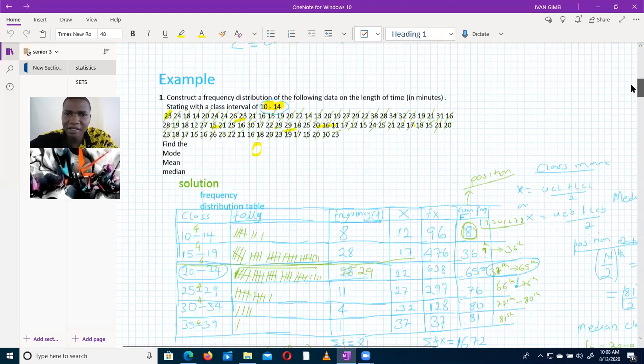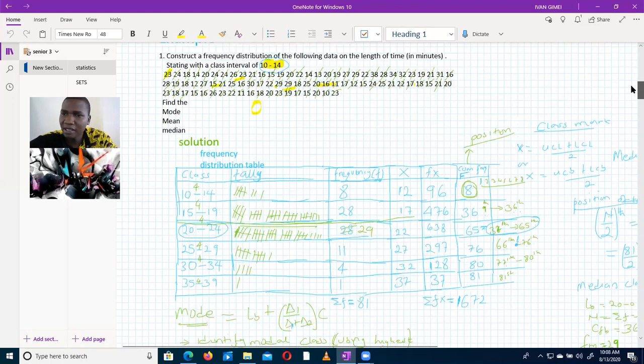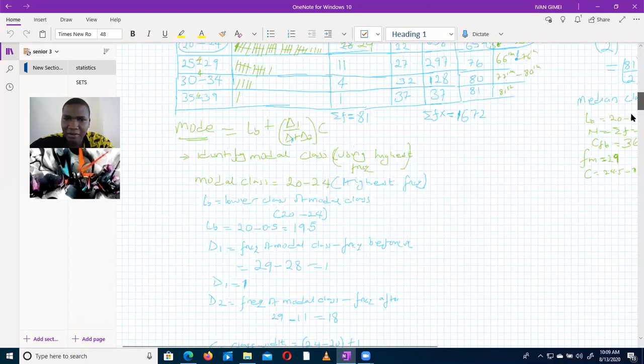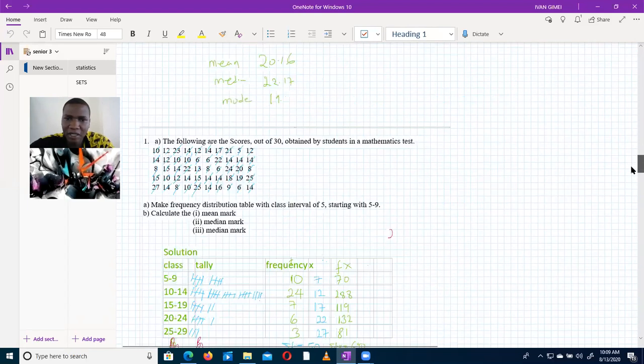And I gave you this example where we made a frequency distribution table using tallies and all that. Hope you remember. We also added cumulative frequency. Since the median requires cumulative frequency, we included cumulative frequency, and we said cumulative frequency gives us positions. So we looked at that and did that example successfully. We went on and did another example.